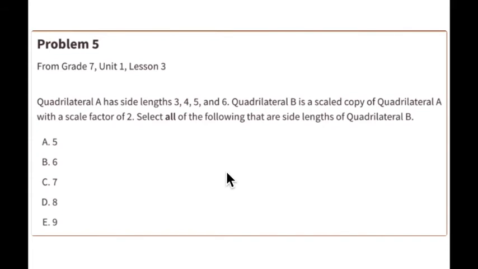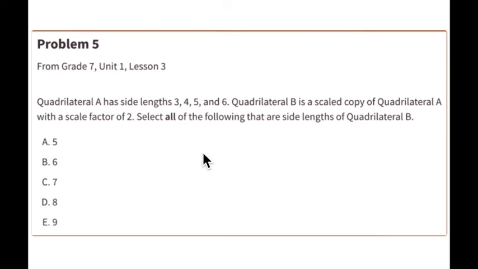This is problem number 5, the last problem in this problem set. It says quadrilateral A has side lengths of 3, 4, 5, and 6 units, and quadrilateral B is a scaled copy of quadrilateral A using a scale factor of 2. So it says select all the following that are side lengths of quadrilateral B. So if you look at these lengths, can they be lengths of quadrilateral B if it's scaled up by a factor of 2 from the first quadrilateral?